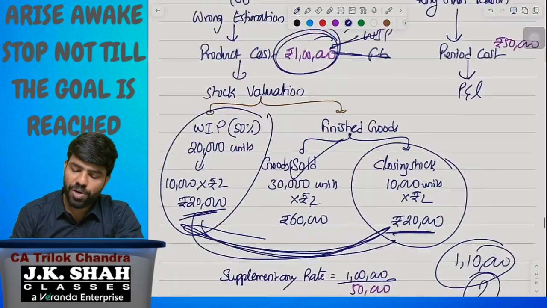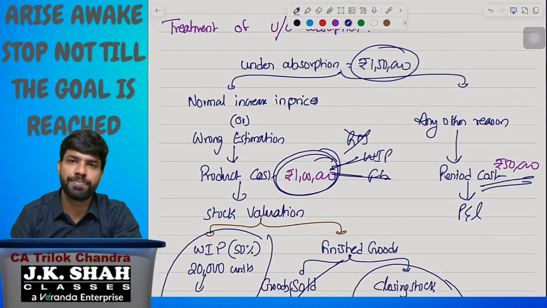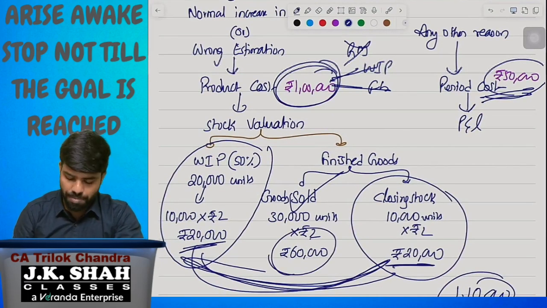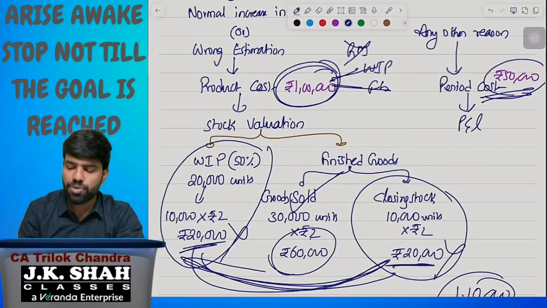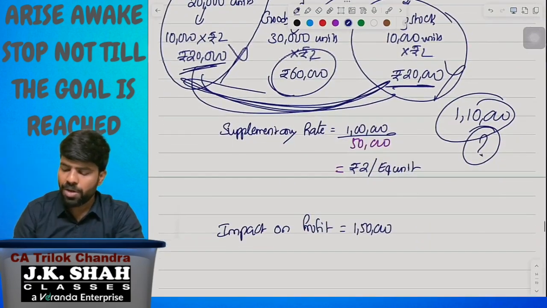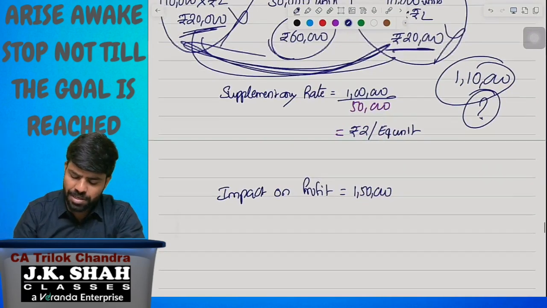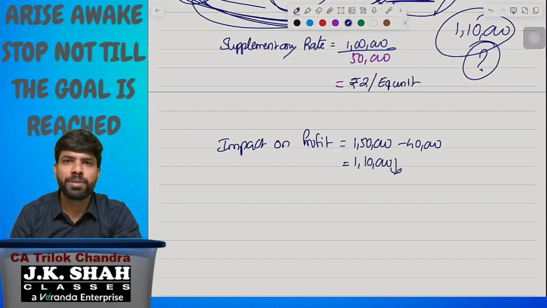Period cost will expire fully. Entire 50,000 is expired. Expired means reduced from sales. 50,000 reduced from sales, 60,000 reduced from sales. But 20,000 is not reduced. So the total amount reduced is 50,000 plus 60,000, 1,10,000. To avoid the confusion, simply I am putting it like this: 1,50,000 minus 40,000. Finally, impact on profit is 1,10,000 decrease.